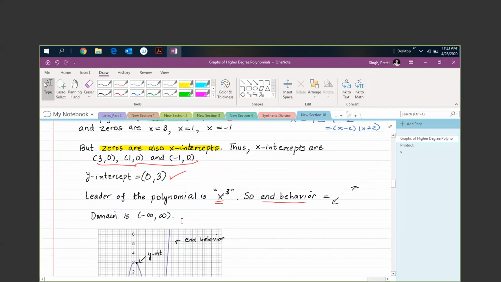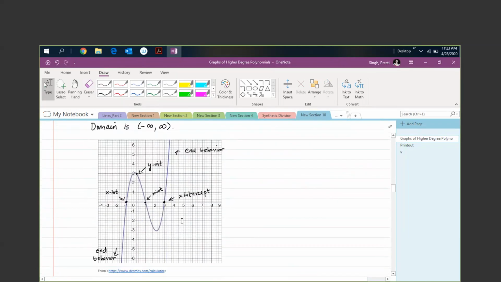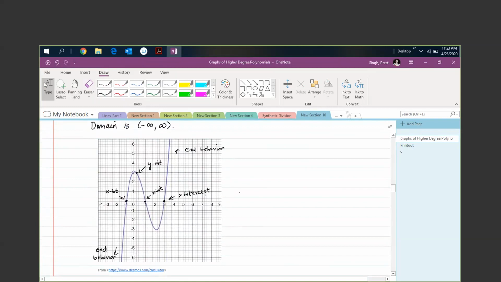Domain is negative infinity to infinity. So let's graph. Look at the graph. This is my end behavior. I think I have explained it very well here. So this guy right here, that's my end behavior. It's going down indefinitely. It's going up indefinitely here.